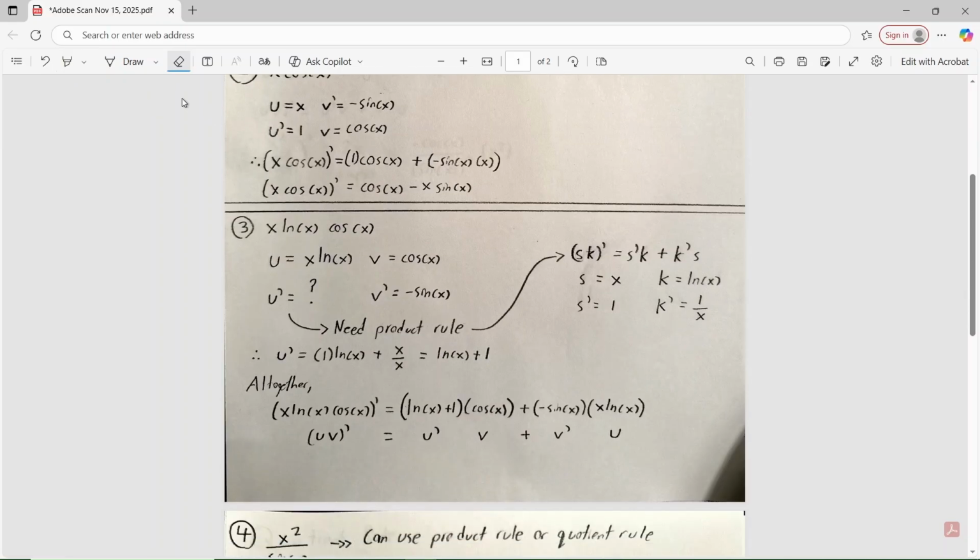Going on to the second example, here we have the derivative of x ln x cos x. It is 3 different functions. You will have to take the product rule twice. If we combine it into 2 parts off the bat, we'll say one part is x ln x. The other part we'll say is cos x. So cos x will equal v, x ln x is u.